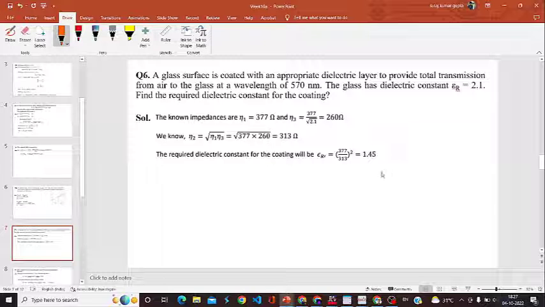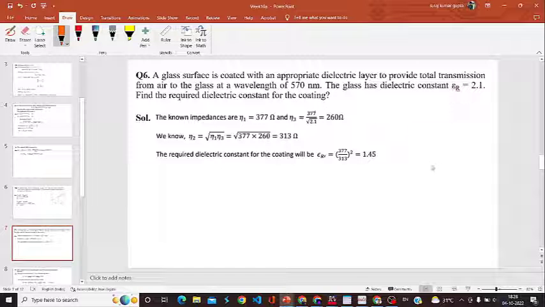So let us suppose a glass is given to us. Our task is to put a dielectric layer above this glass such that whatever transmission occurs from the air, the whole transmission will occur towards the glass. Means no reflection will occur, total transmission will occur at the glass side. So for that we have to find out the dielectric constant of the dielectric coating.